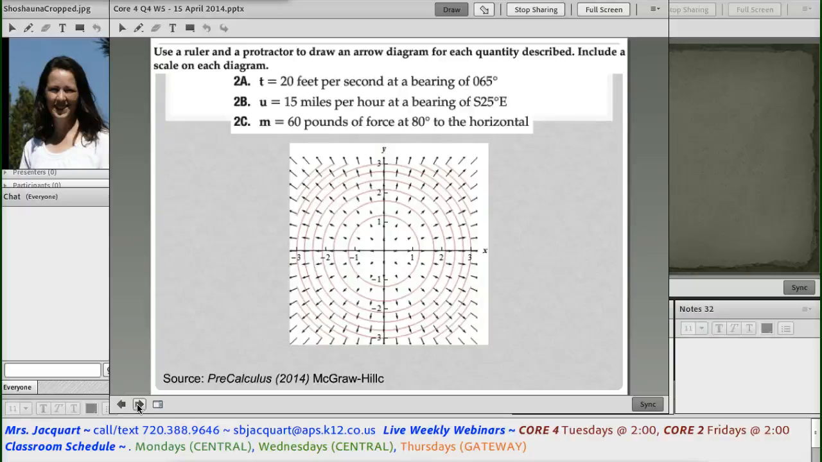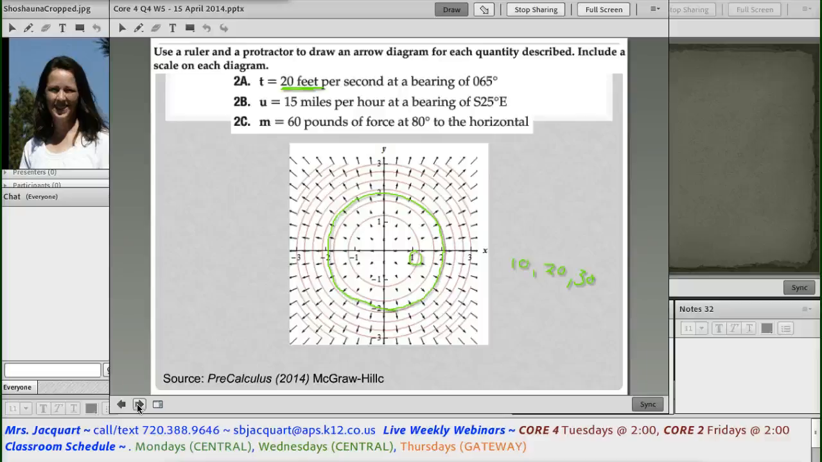So pause and look at this. What I'm going to do is scale that so that's 10 and then 20 and then 30. The way that we draw this is if we're looking at 2A, I'm looking at 20 feet. So 20 feet means that I'm in this circle range, 20 feet away from the origin.